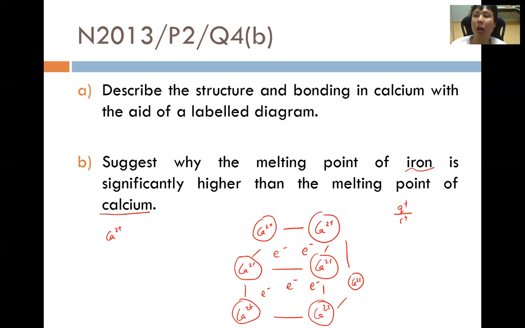And if they can form higher charges, the charge density of iron will generally be higher than that of calcium, and the metallic bond will be stronger in iron as compared to calcium. And that's the reason why the melting point of iron is significantly higher than that of calcium. So again, it's going back to the factor that influences the metallic bonding, which is the charge density.